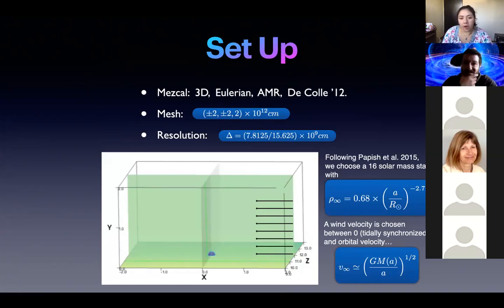So that's what we've been studying. Basically, what we did was take Fabio's Mezcal code, which is a 3D Eulerian adaptive mesh refinement code. In this case, our mesh is a few times 10^12 centimeters per side, the cubes where we have our simulation. And we have a resolution of about a few times 10^9 centimeters. So what we did is we took a compact object, be it a black hole of 5 solar masses or a neutron star of 1.5 solar masses.